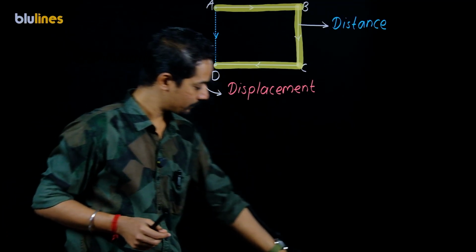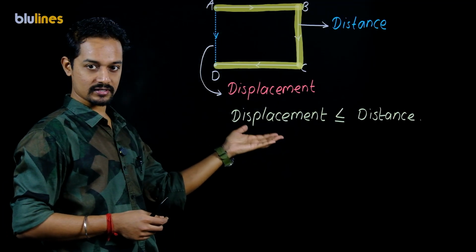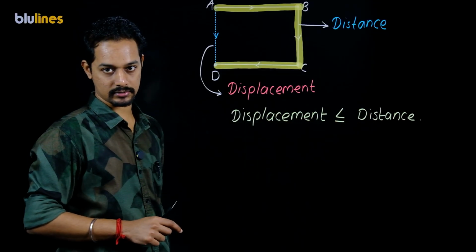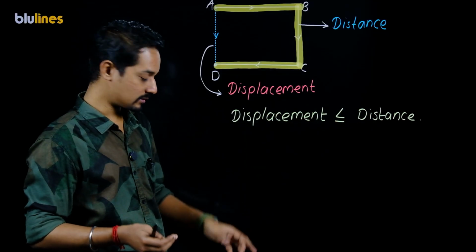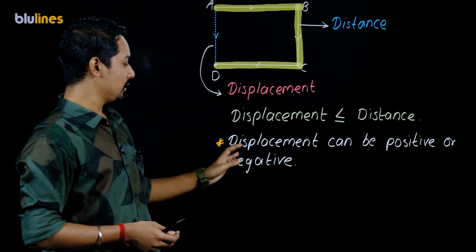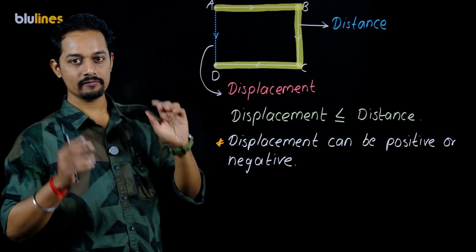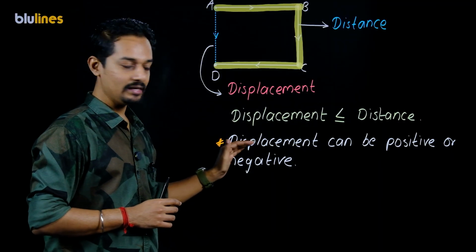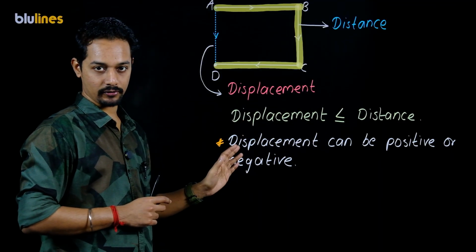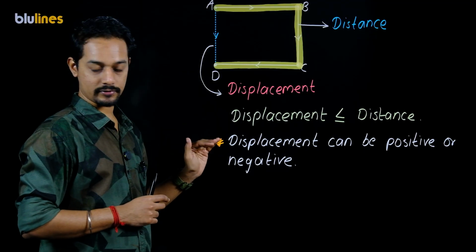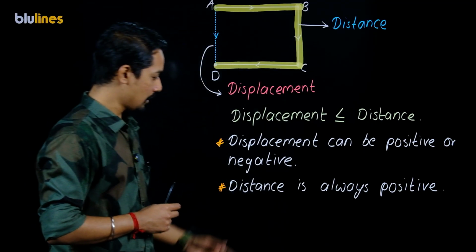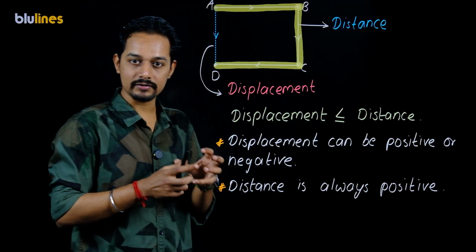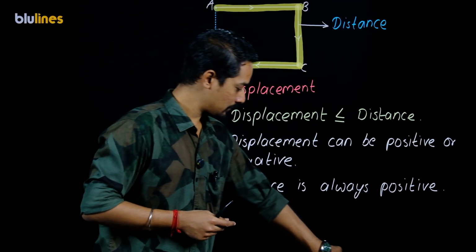In general, this condition is always satisfied: the displacement is always lesser than or equal to distance. It cannot be larger than the distance. And one property is that the distance is always positive, but displacement can be positive as well as negative. It depends on the initial and final position. The distance is always positive, hence we take just the magnitude of it.